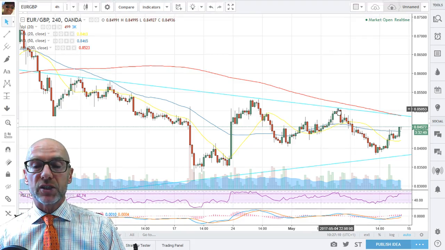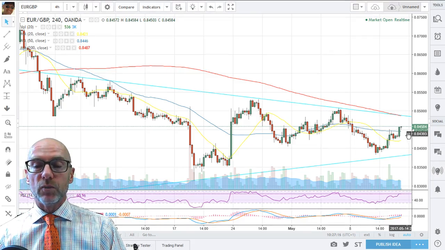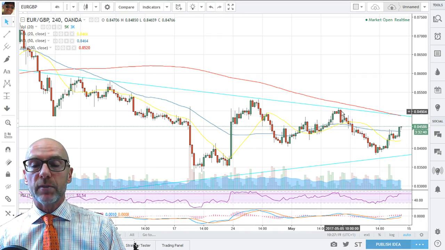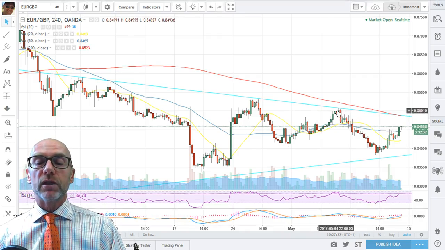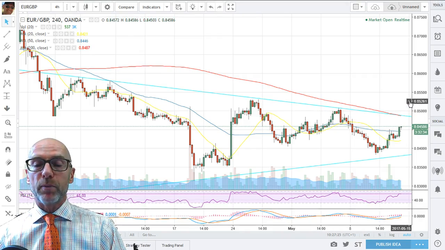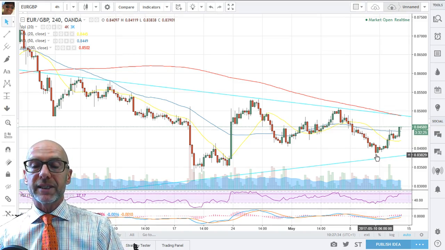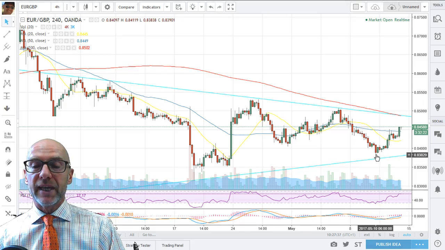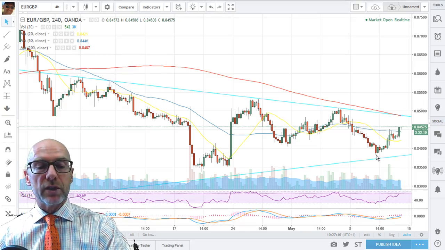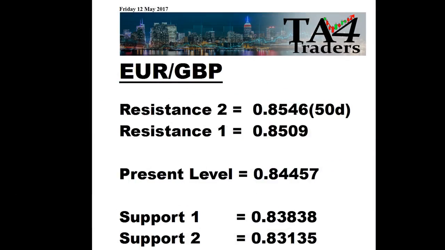But let's wait to see if this resistance at 85.05 is broken on this chart, which would be a break through the trend and a break through that pattern of lower highs, and that would be very positive. To the downside, it would be negative if we went below that low, which was from the 10th of May and is at about 83.829. So looking at the support and resistance levels, resistance at 85.09, and then at the downtrend and 50-day 85.46, with supports 83.838 and 83.135.